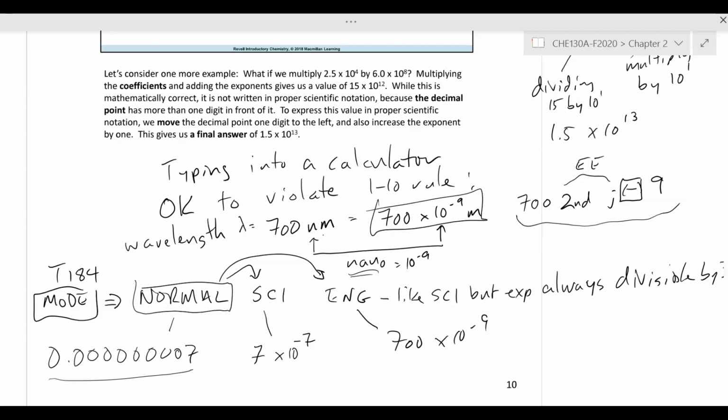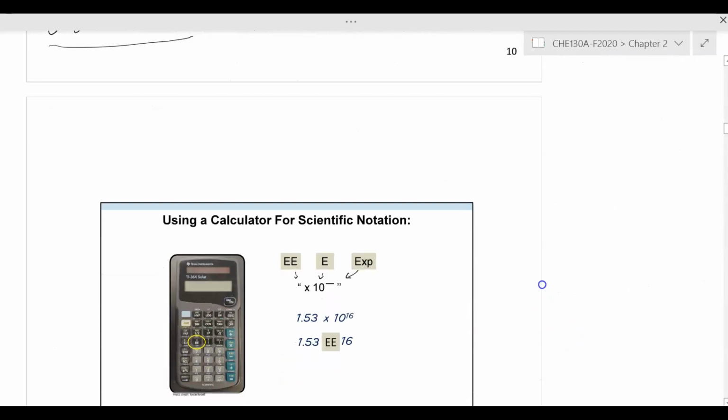If you go and look at the TI-84 under mode, you can set the calculator in either normal, scientific, or engineering mode. And so I have 3 examples of a number. The normal mode for this is a bunch of zeros and 7. The scientific notation, that's 7 times 10 to the negative 7th. What's called engineering notation is like scientific notation, except the exponent there is always something that's divisible by 3. So actually that would have been the correct expression for this value in engineering notation. It'd be 700 times 10 to the negative 9th.